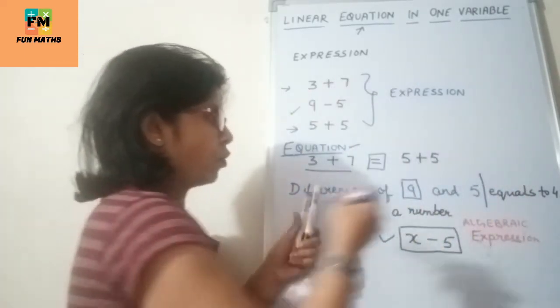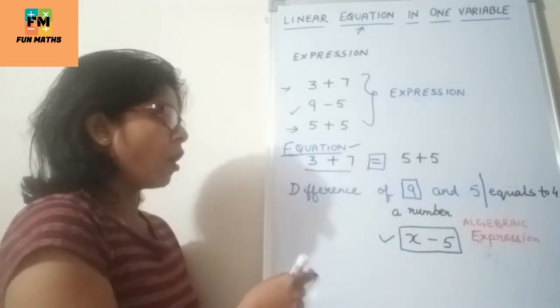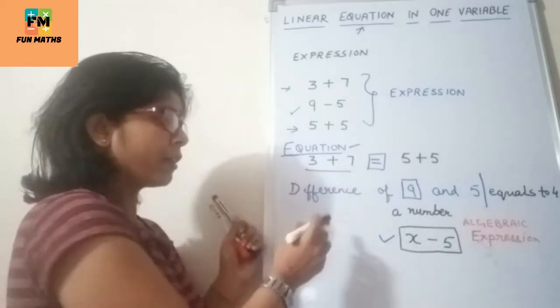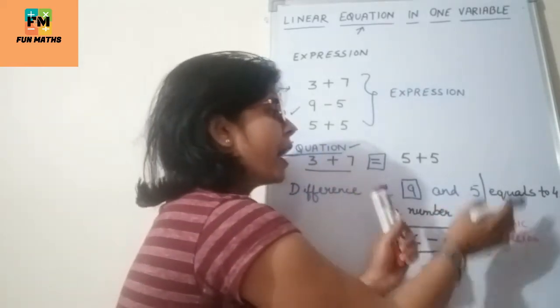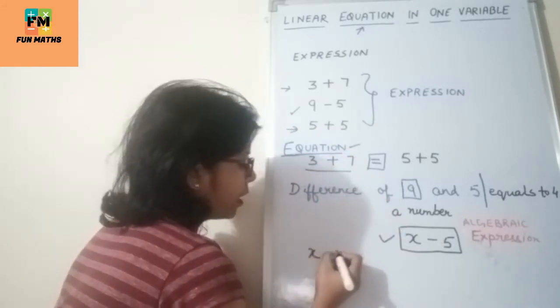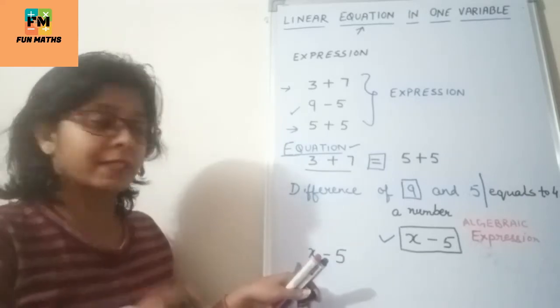This part we all know. Difference of 9 and 5, as we have written, X minus 5, or we have written difference of a number and 5, X minus 5. Okay, now difference of a number and 5 equals to 4. So for difference of a number and 5 we wrote X minus 5 already. पता है हमें X minus 5 अभी लिखा था.